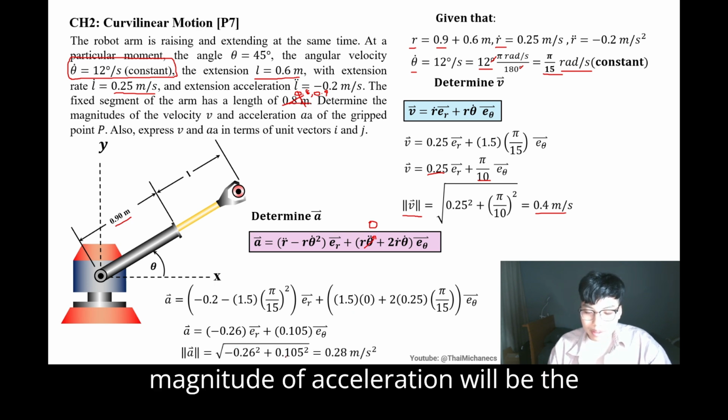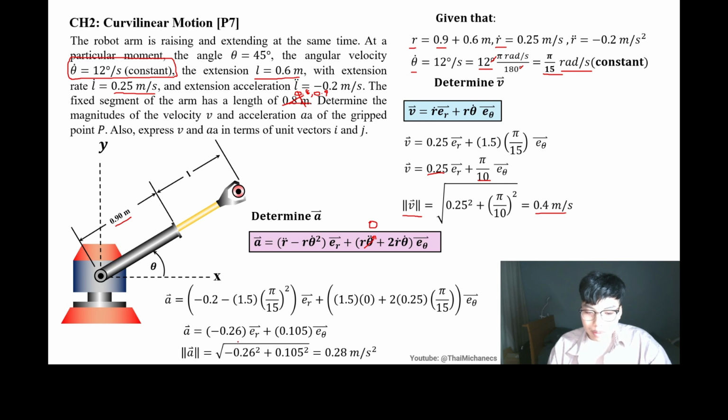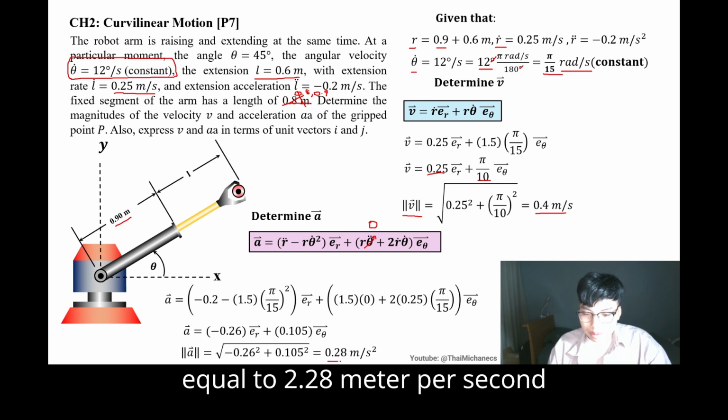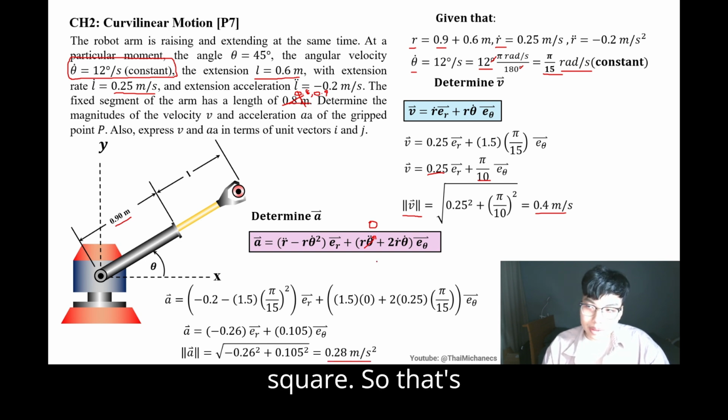So the magnitude of the acceleration will be the square of each of the two components, and finally equal to 0.28 meter per second squared.